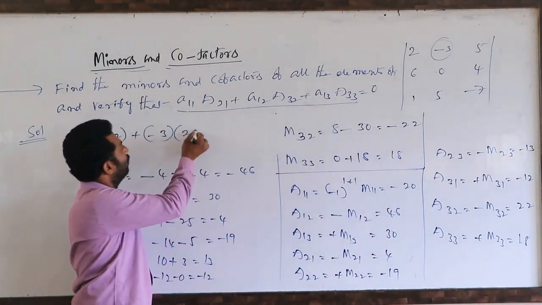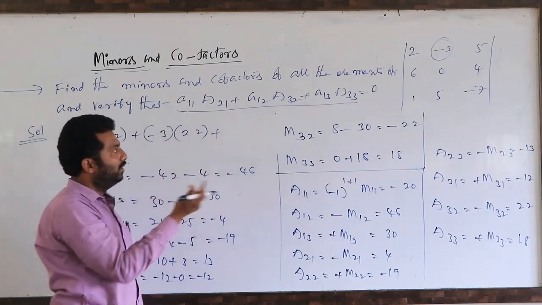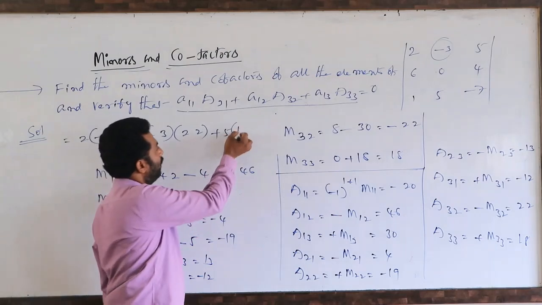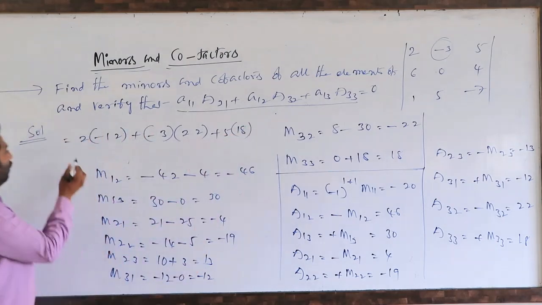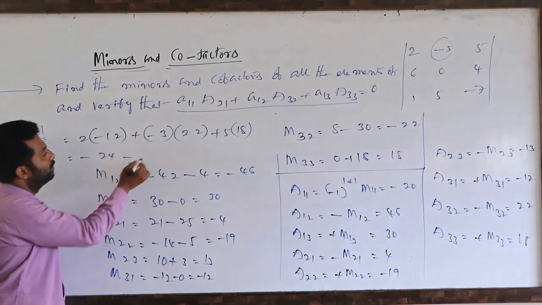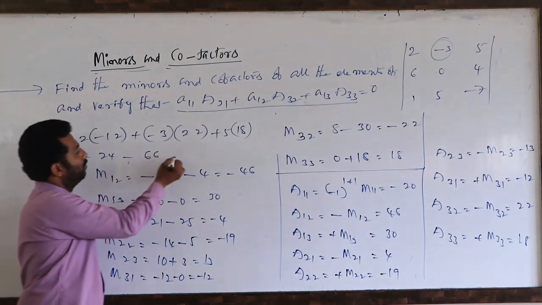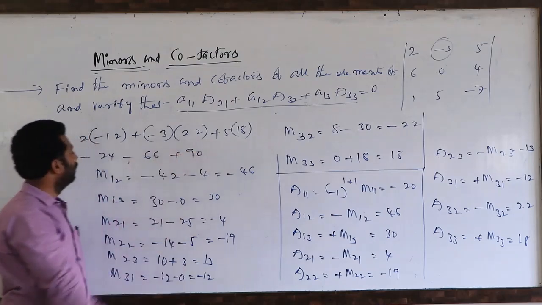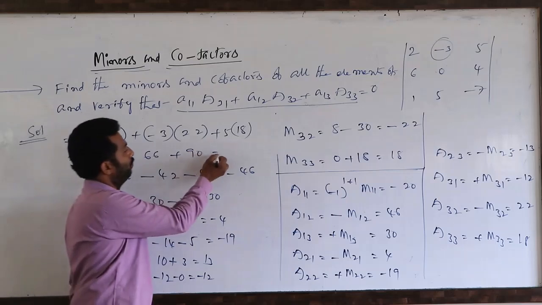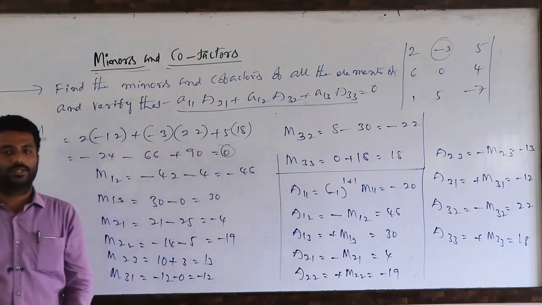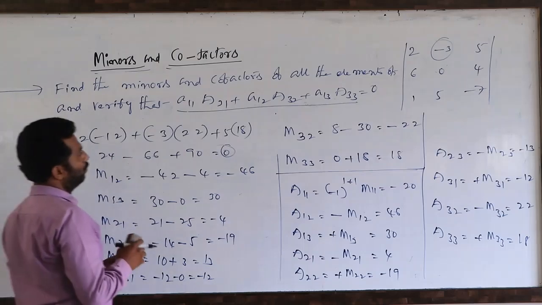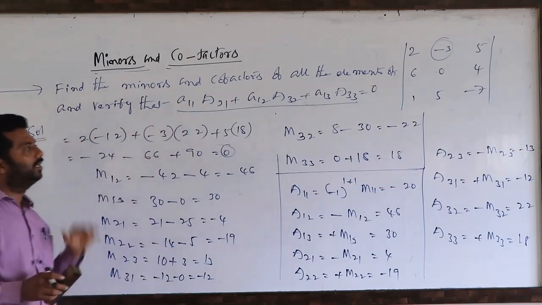This is 22. A13 means 5, times capital A33, which is 18. How much is it? Minus 24 minus 66 plus 90. So this is minus 90 plus 90, which will be 0. So like this we have to verify this concept. Actually, one result is there. I will tell that result.